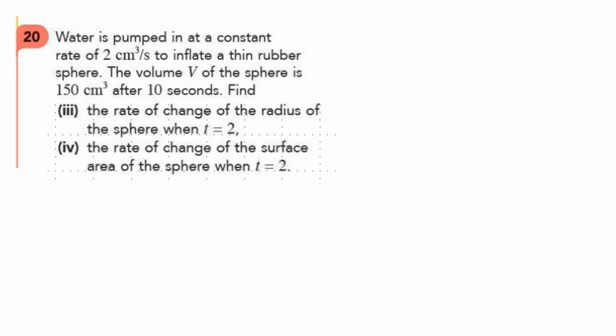My goodness, this question is really long and stinky, man. So there are 4 parts to the question. We have just done part I and part 2. Part 3 is to find the rate of change of the radius. So it's connected to your rate of change, right? Rate of change of the radius, that means we're finding dr over dt.